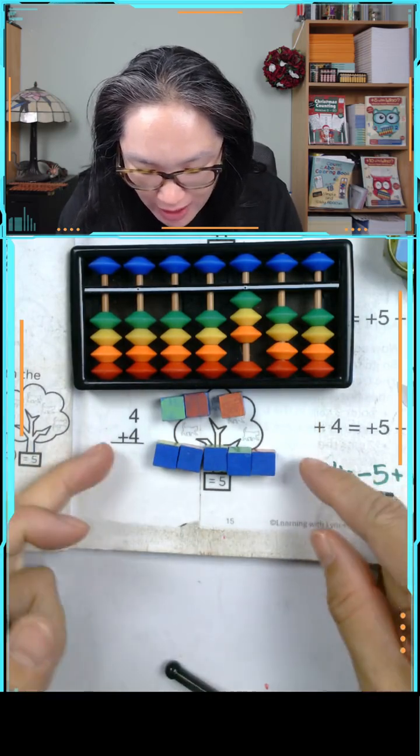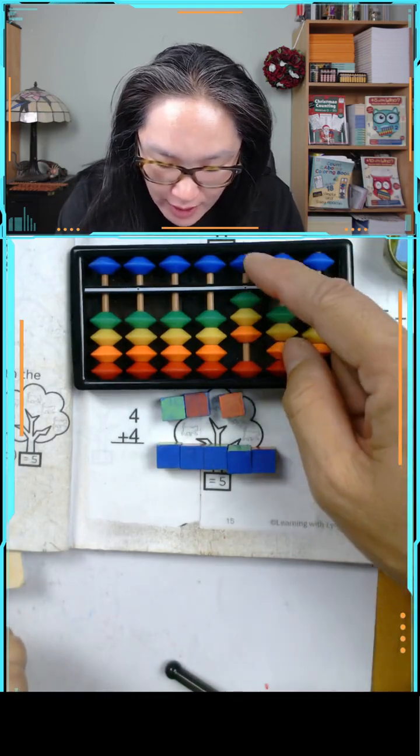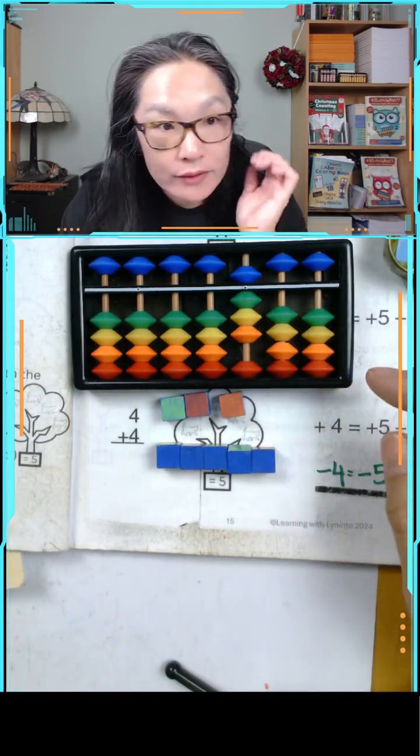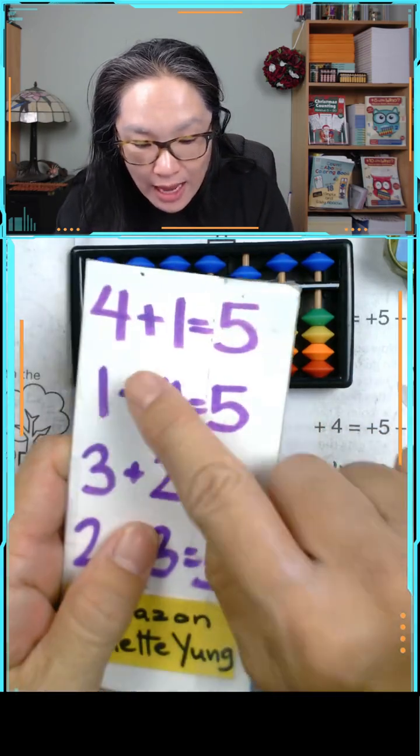What did I just do? I just made a 5. I just added a 5. I had to take away here to add my 5. Now I have room to add the 5. Does that make sense? So what we just did is apply the concept of how to make a 5.